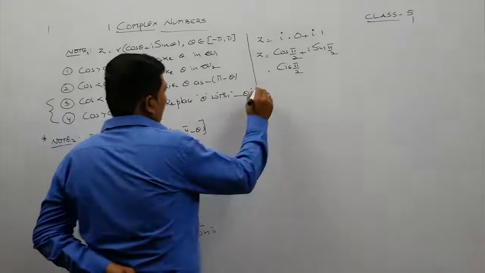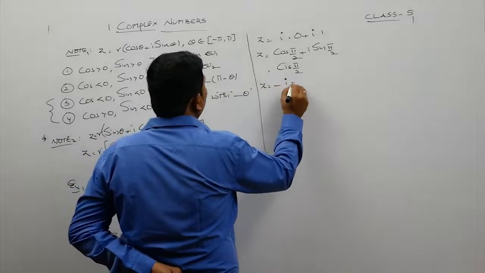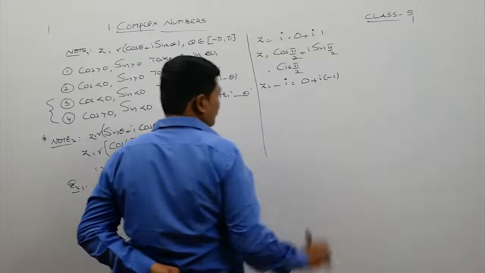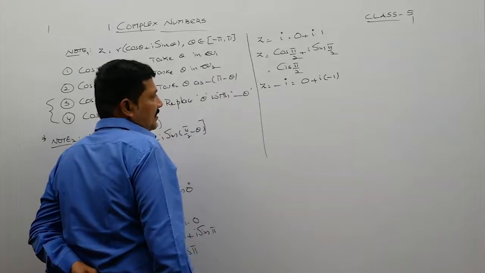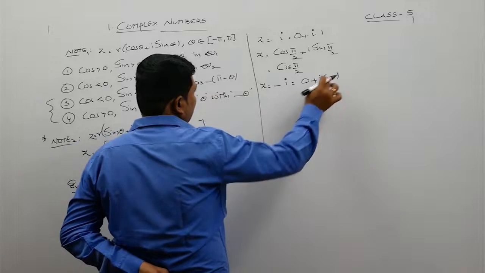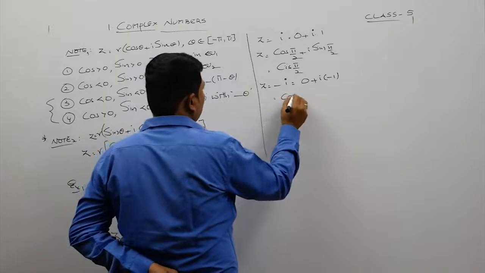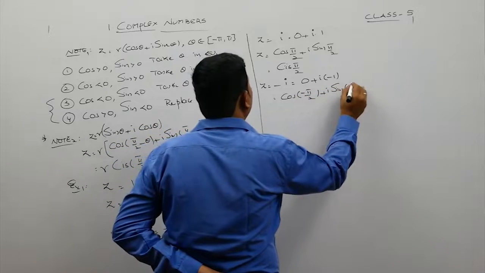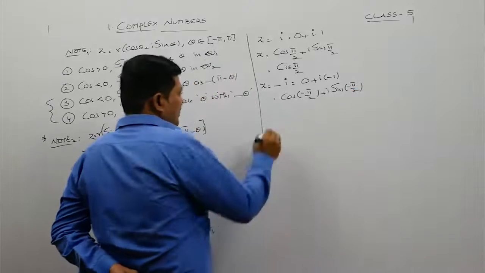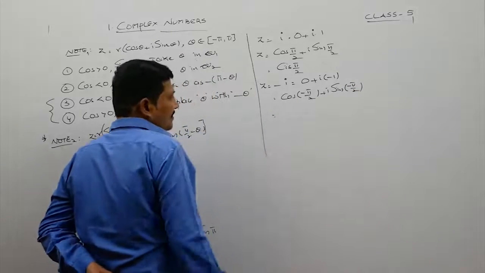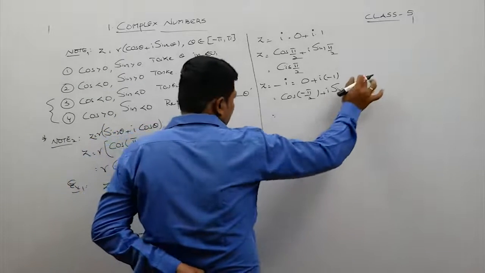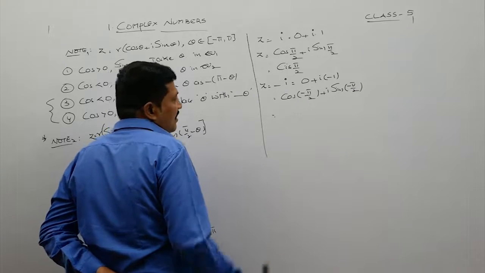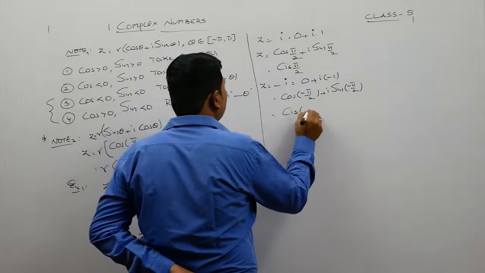Next comes z is equal to minus i. Again write this one as 0 plus i into minus 1. Again the real part is 0 here, and you can see the sign is negative. Now write this one as cos of minus pi by 2 plus i into sin of minus pi by 2. Now cos of minus theta is cos theta, cos 90 is 0, sin of minus theta is minus sin theta, and sin 90 is 1. So you have cis of minus pi by 2.